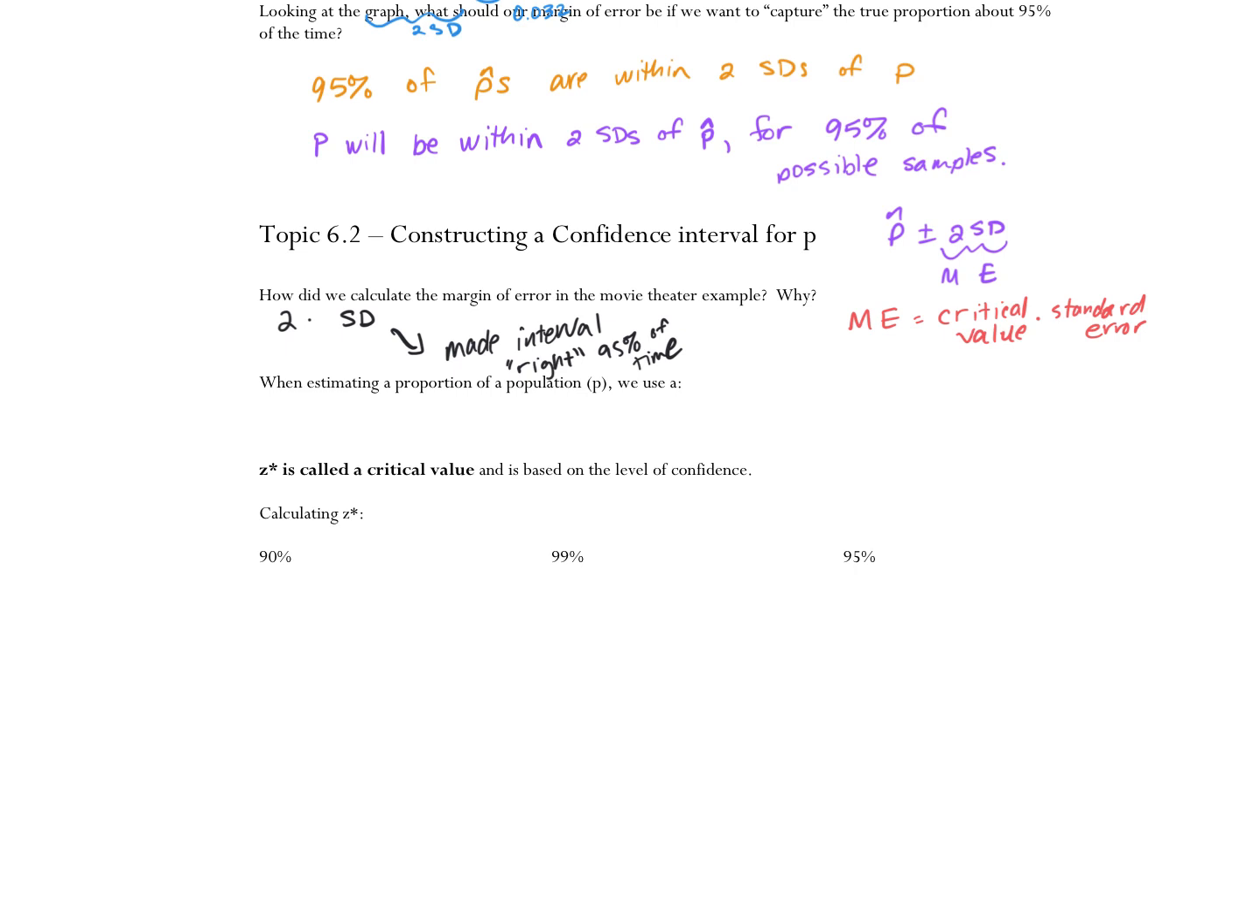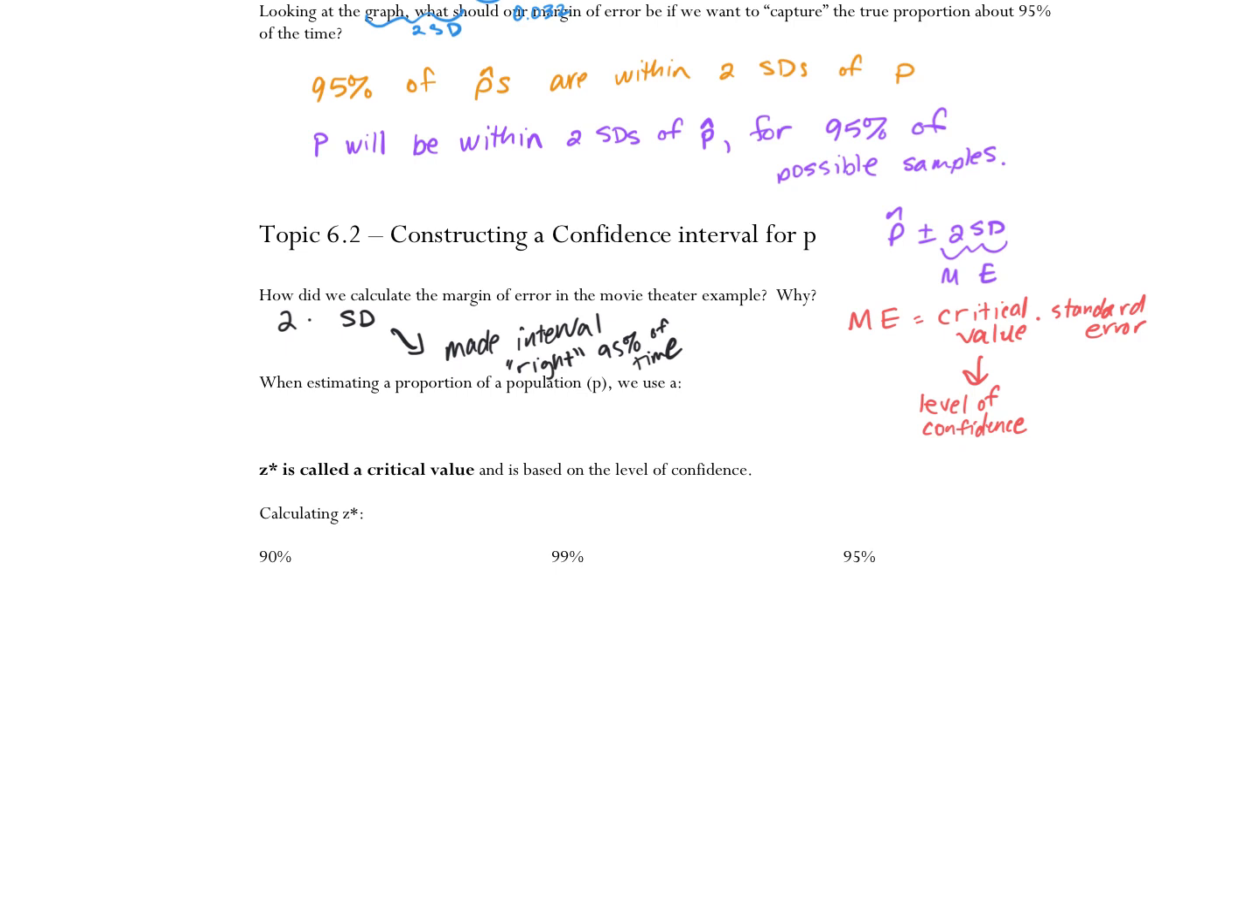All right. The critical value is the equivalent of that 2, okay? It's based on something called the level of confidence. The way we were thinking it through yesterday, our level of confidence was 95%. We would expect our interval to capture that true value 95% of the time.